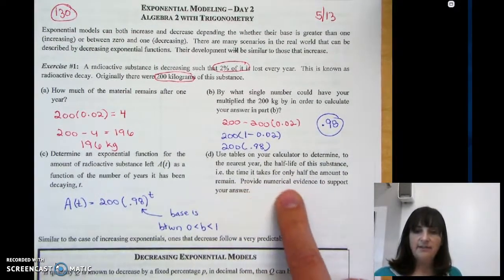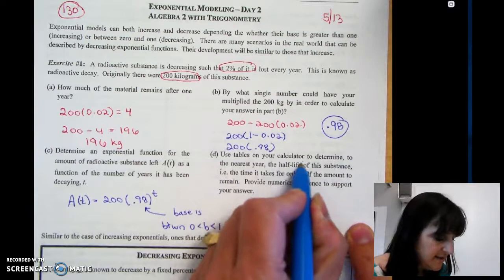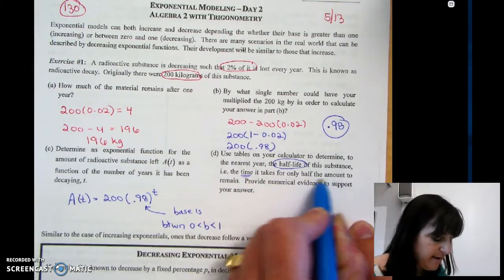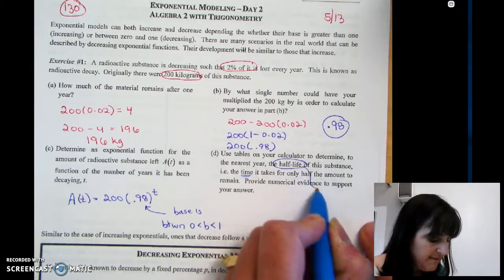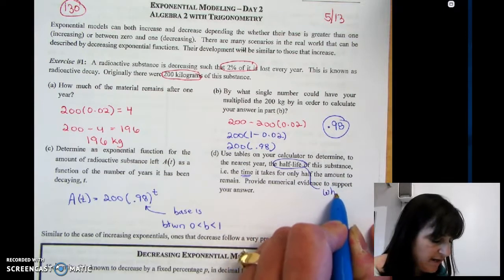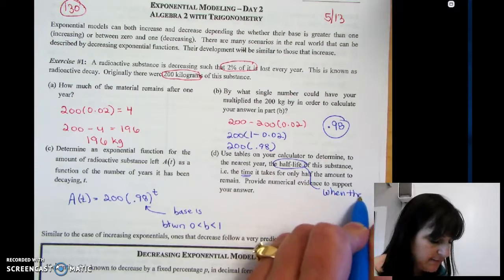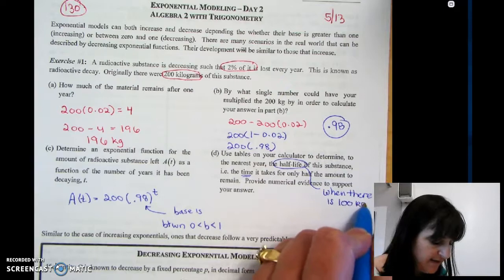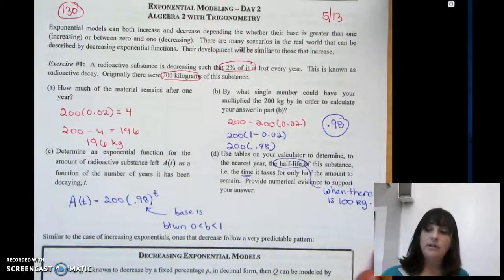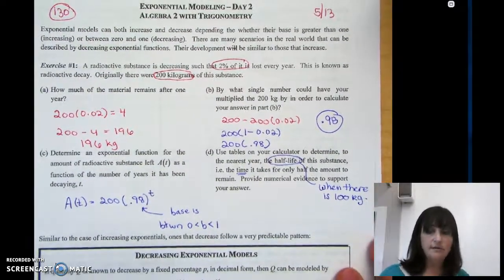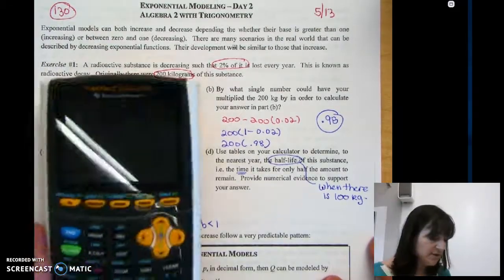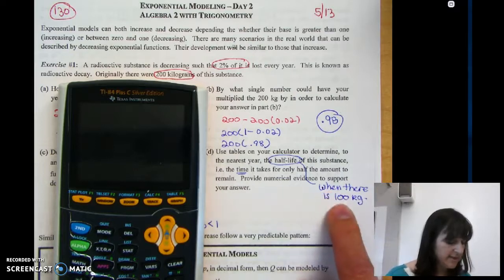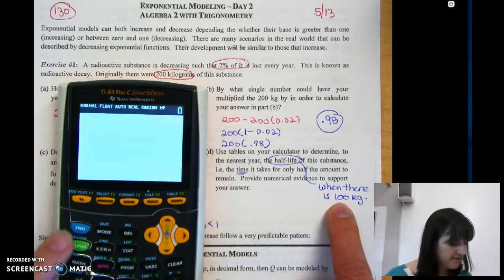All right, so here we can figure out the half-life of this substance. The half-life is the amount of time it takes for half of the amount to remain. So half of the amount is going to be when there's 100 kilograms. And that meaning of half-life isn't going to change. Your initial amount and your decay rate might change, but the meaning of half-life won't. It's always going to be the time when there is half of the original amount left.